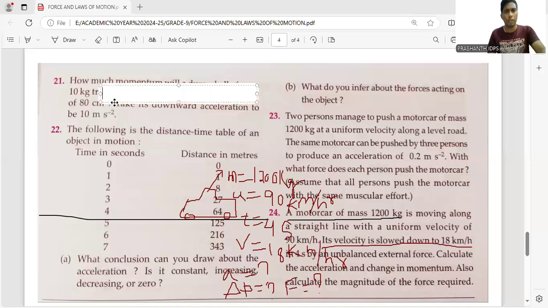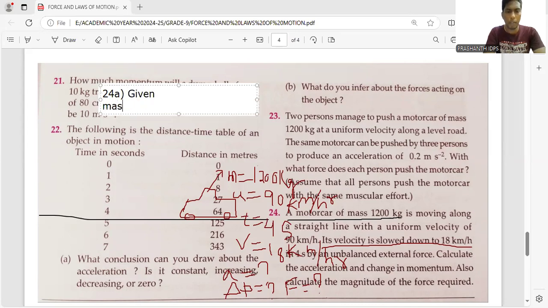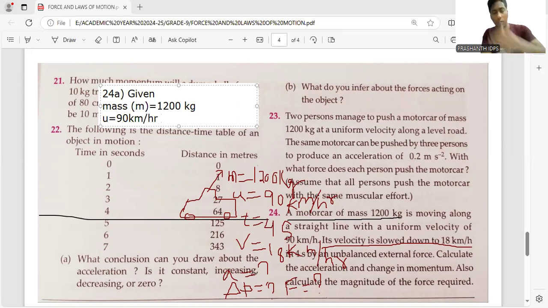So what I did, first you can write down the given values for the 24th answer. First you may write down given mass m is equal to 1200 kg. And initial velocity, I have explained, 90 kilometer per hour. Now tell me, is kilometer per hour an SI unit? No, it is not an SI unit. So we need to convert kilometer per hour to meter per second. So how to convert? You can note down that also.